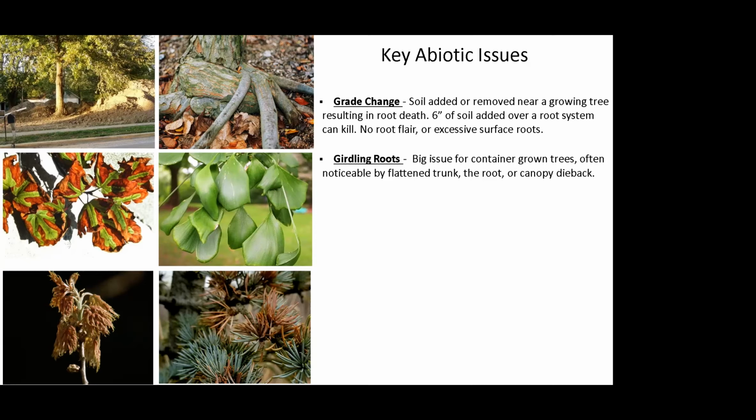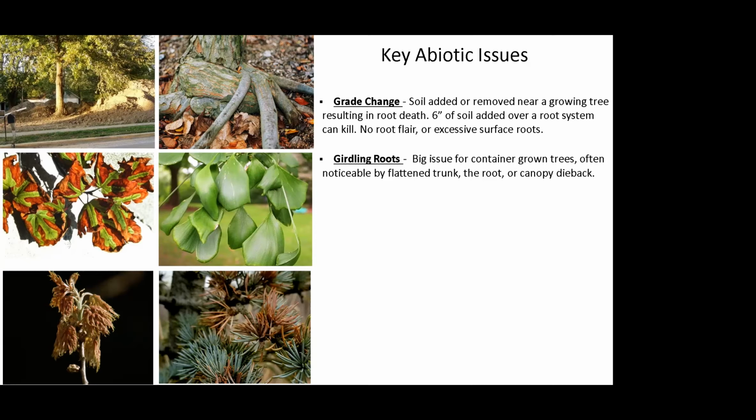The next one I want to talk about is girdling roots. You can see that in the top right. It's a big issue for container-grown trees. So something that got taken out of a container before it was put in will often continue encircling the tree until it grows big enough to cut off the tree's vascular tissue, which is right beneath the bark. And you'll sometimes notice that by a flattened trunk on one side, or you might actually see the roots themselves, or you might see canopy dieback along that side.